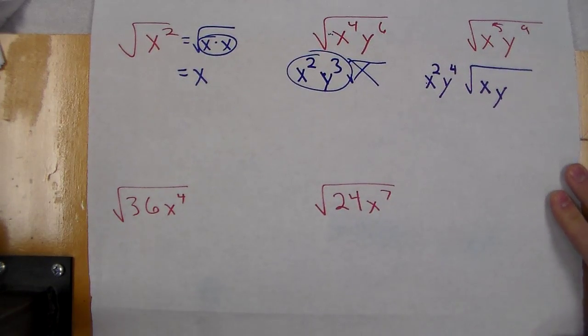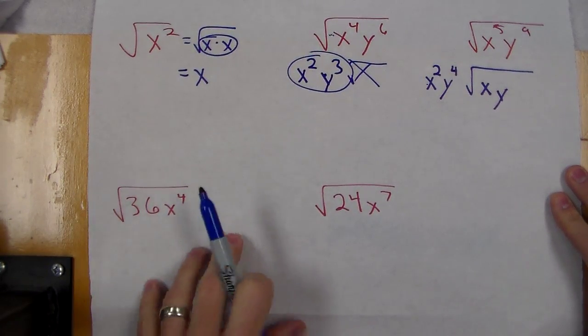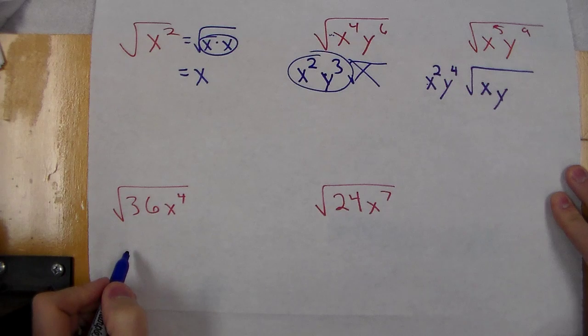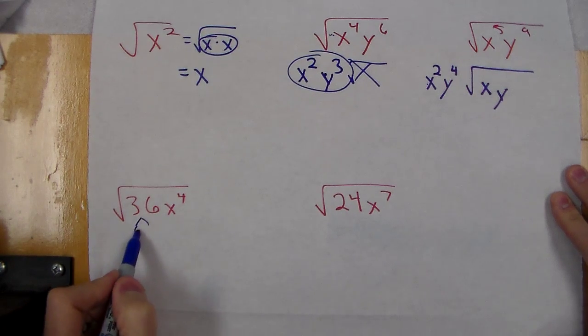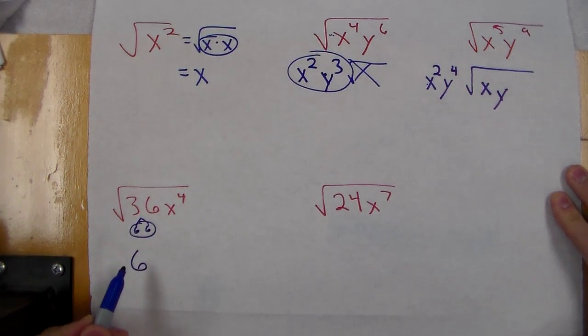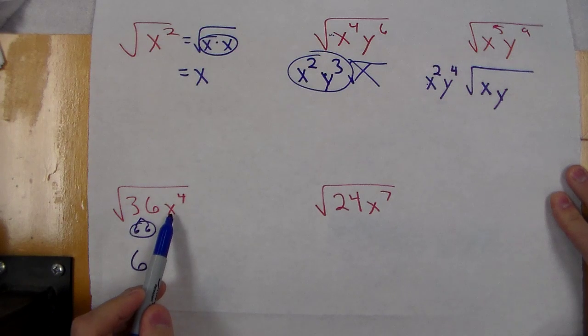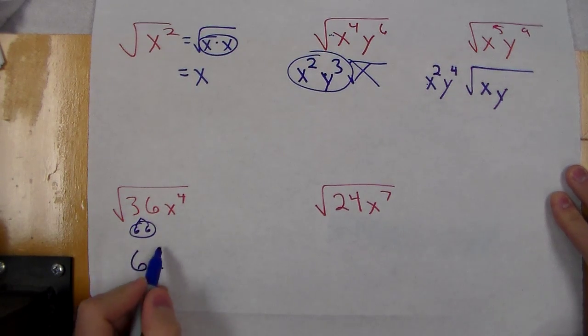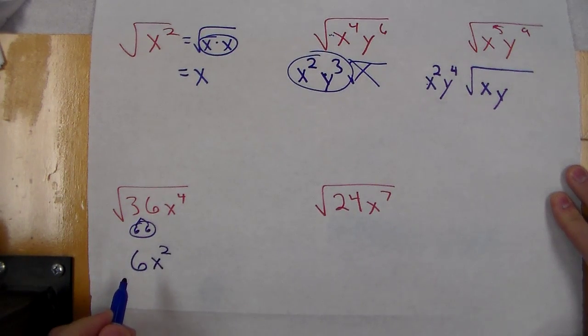Now we start putting this together with the numbers and the variables. So 36x to the 4th. 36 is 6 times 6. The 6 comes out. X to the 4th is 2 sets of 2, so I write x squared on the outside.